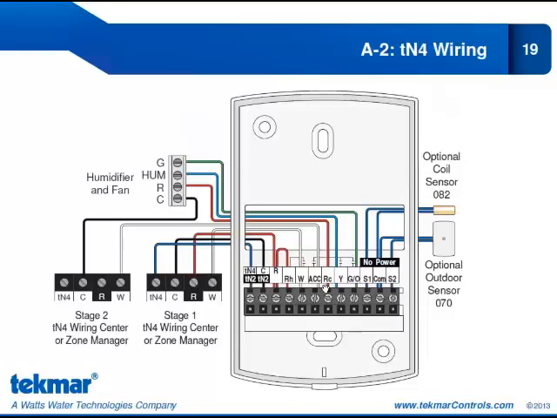So the second stage heat, we still have that accessory relay coming in to the W of the TN4 wiring center or zone manager. We still leave the R empty, and we bring the C to the air handler to complete the circuit. Y is going to the humidifier, G to the G for fan operation.